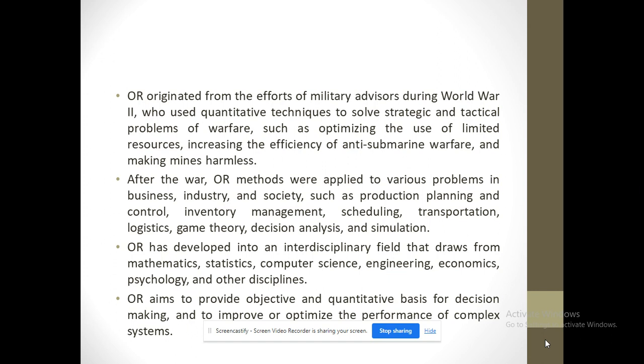They called upon a group of scientists from various fields to work together and apply their expertise to these problems. This group was known as the Operational Research Section and it was led by Patrick. The term operational research was coined by the British in 1940 to describe this new activity.